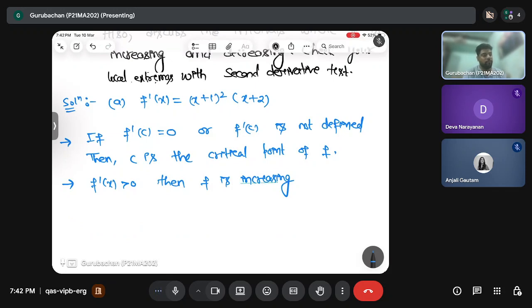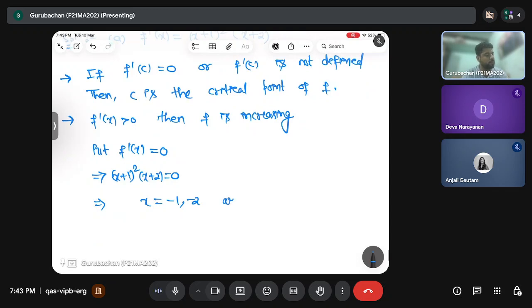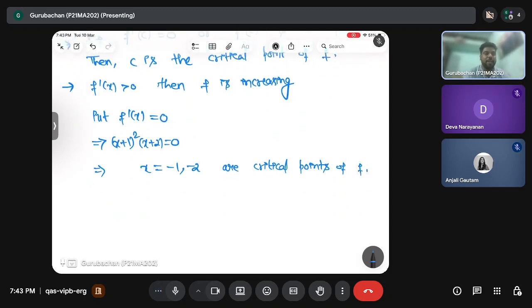So we have given the derivative. There are two terms, x plus 1 and x plus 2. So if you will observe that, put, so this will imply minus 1 and minus 2 are critical points of f. Okay, so next is increasing and decreasing.